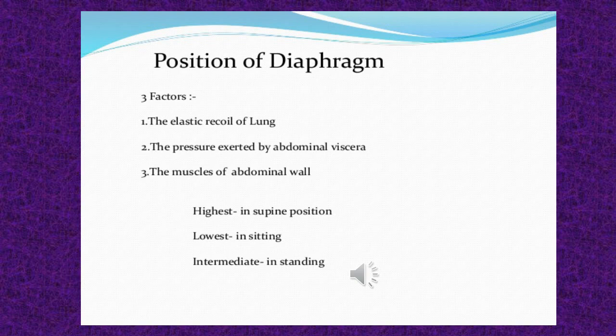The next one is the muscles of the abdominal wall. While standing, the muscles in the abdominal wall contract, increasing the intra-abdominal pressure. This pressure tends to push the diaphragm upwards. In sitting or lying down, the muscles are relaxed. So, the position of the diaphragm is highest in the supine position while lying down, lowest in sitting, and intermediate in standing.